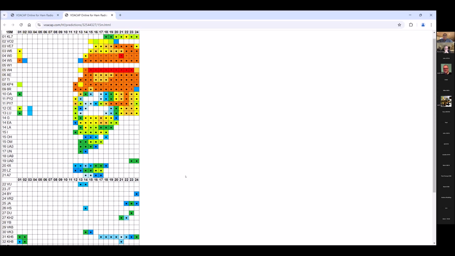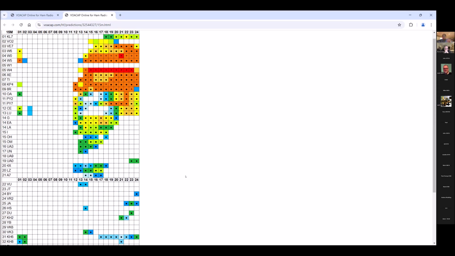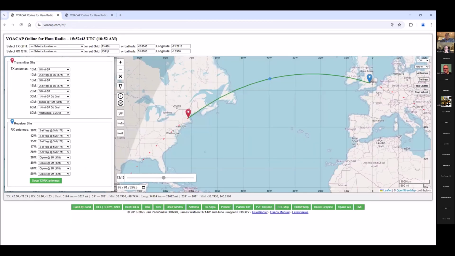And again, I'm simply scrolling up and down, I don't mean to be doing a deep dive for each and every band, but the idea is for you to be able to focus and figure out how you can plan your operating. So you have the hour of the day here, and here you have the different zones. Any questions, by the way, so far?